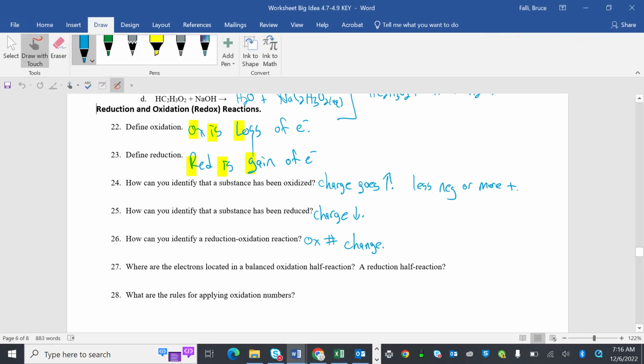Let's continue on with this. How can you identify an oxidation reduction reaction? The oxidation number changes. It's going to be two things, but you only have to check one. Where are the electrons located in a balanced oxidation half reaction? If you have an oxidation half reaction, remember oxidation is loss of electrons, so electrons are products.